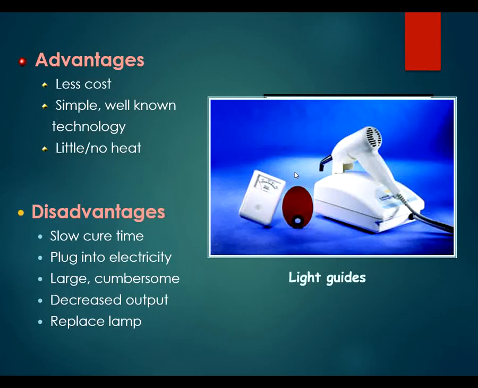Its advantages are less cost, simple, well-known technology, little or no heat. Disadvantages are slow curing time, plug into electricity, large and cumbersome, decreased output, replaced by other curing lamps, and we have to replace its lamp. It looks like this. You can see a picture of quartz tungsten halogen bulb unit in the picture.